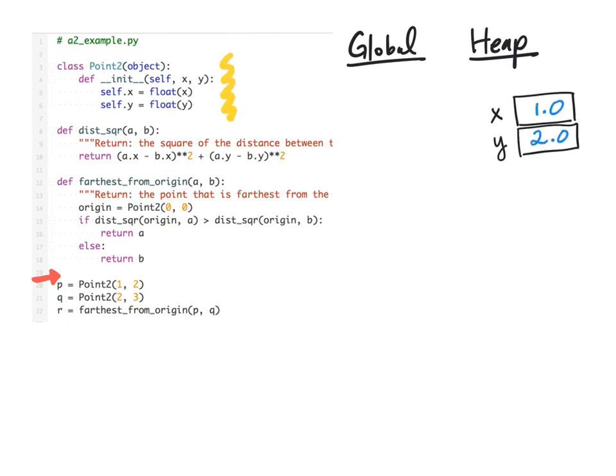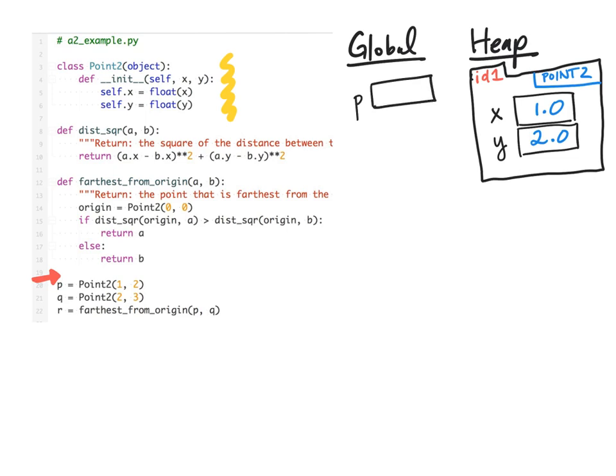At the end of the constructor, we have now created an object of type point2. Its identifier is the return value of the constructor. Looking back at line 20, we can see that we're going to create a global variable called p, and it's going to be initialized with the value id1. At this point, we have finished executing line 20, and we can now move on to executing line 21.